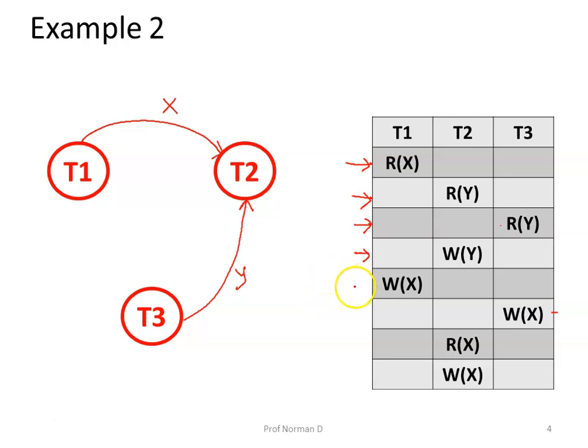Next instruction is from T1, write data item X. So write data item X and write data item X from T3, there is a conflict. So an edge from T1 to T3 on data item X. Next instruction from T3, write data item X and read data item X. So there is a conflict. So T3 to T2 we again draw an edge, from T3 to T2 on data item X.